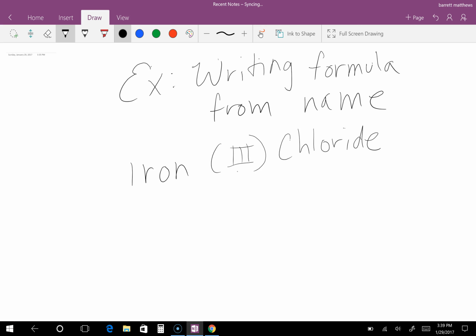So we know iron from the periodic table is going to be Fe. I see the 3 here, so I know the charge will be +3. And chloride, I know, is Cl. And I also know its charge is -1 because it's a group 17 nonmetal.